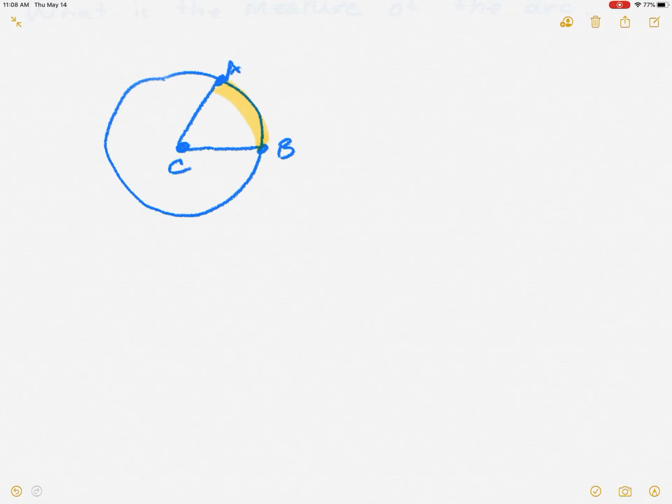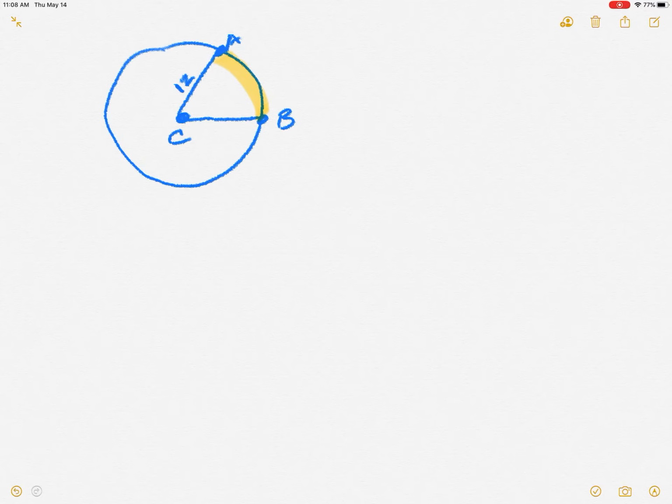All right, so we're going to use the information that we are given. In this problem, we are given that our radius equals 12 and that this central angle has a measurement of 45 degrees. All right, and we want to find the measure of arc AB, which is also called S. Why is it called S? Who knows? But it is.